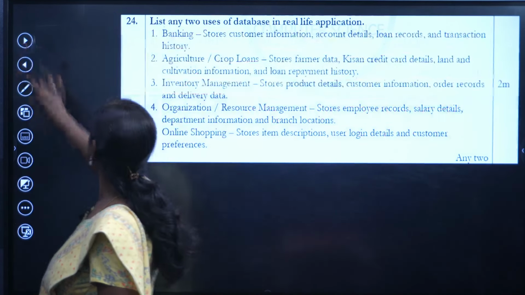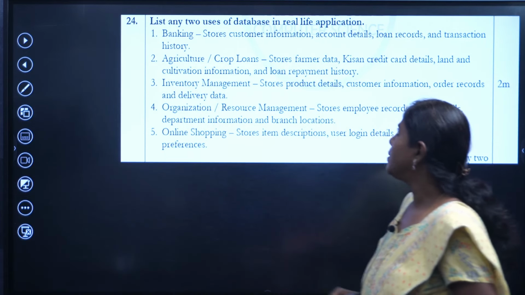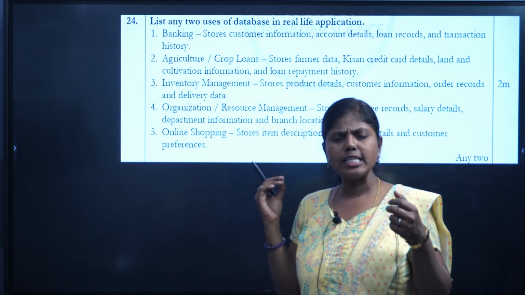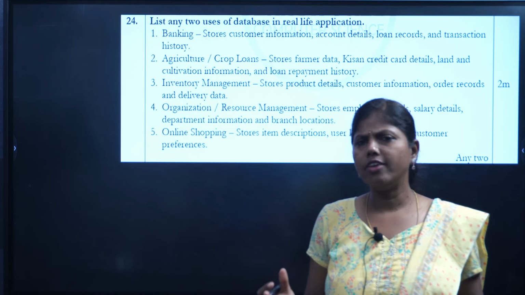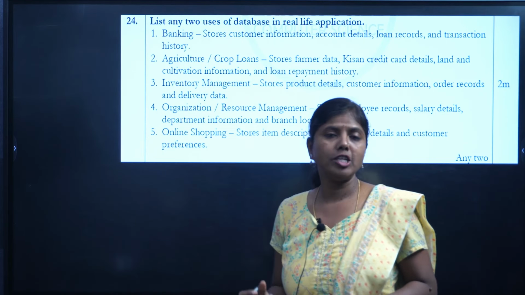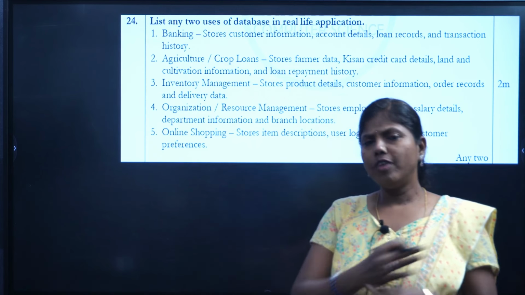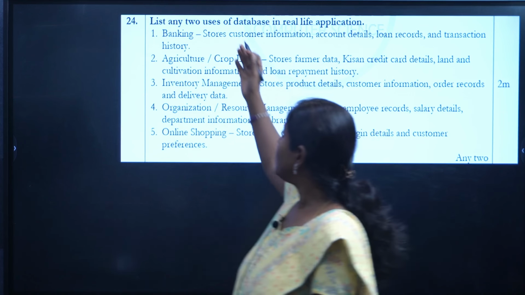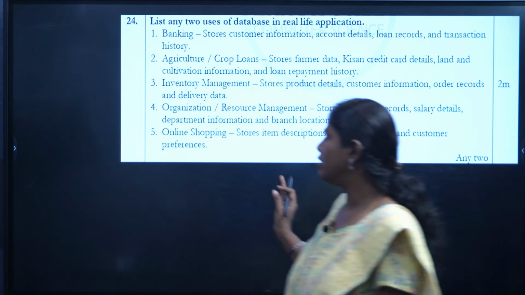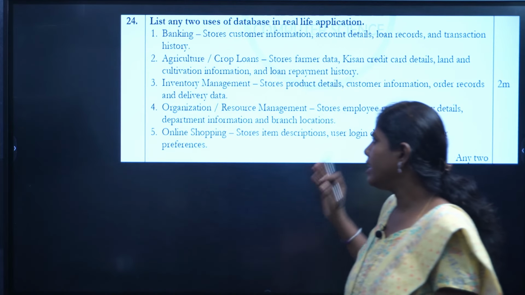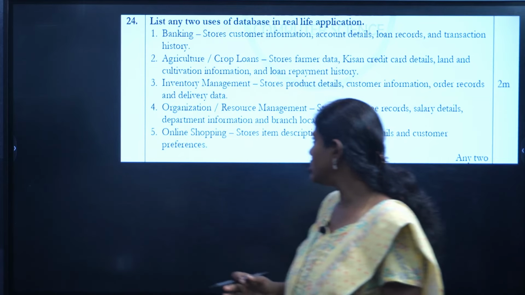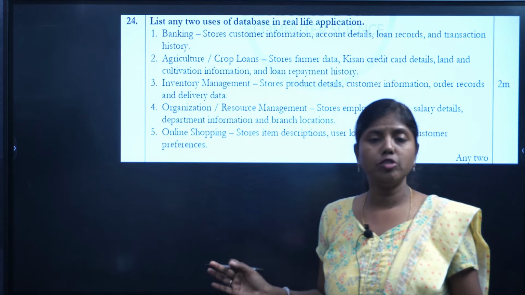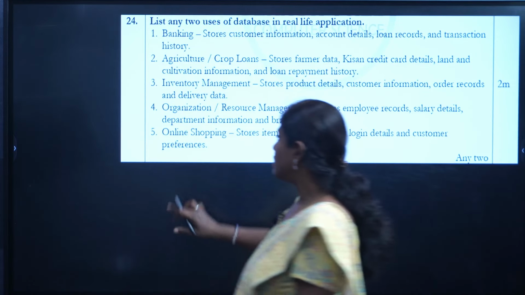The next topic is: list any 2 uses of database in real life application. A database is a huge collection of data wherein you can easily store the data, organize it very well, and retrieve and manipulate it very efficiently. Wherever there is involvement of such huge data, we can have any of the applications written here. List any 2 uses: banking, agriculture, inventory management, organization, resource management, then we have online shopping. Any example of your choice can be written. Clear? We'll go to the next question now.